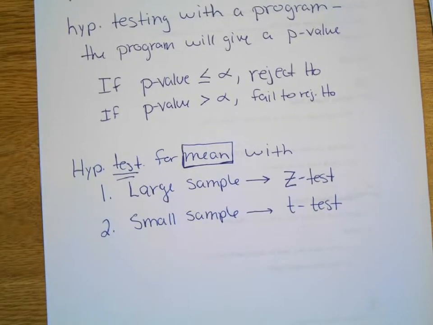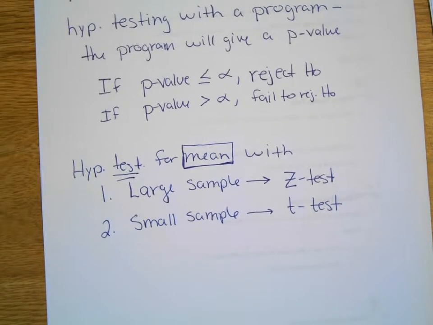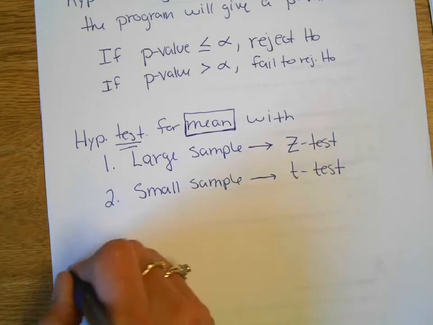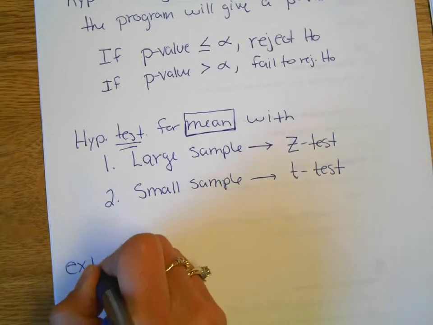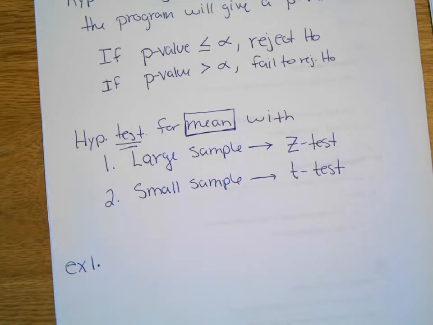So let's go with an example. And then you tell me whether you should be doing the z-test or t-test, and we'll go through the steps. There's still a couple of steps you got to do to write down. But so example 1. Let's go. Let me go here. Chapter 7-2.